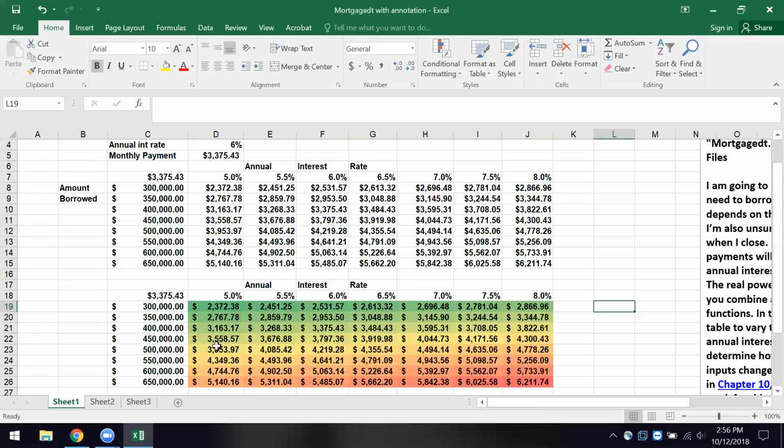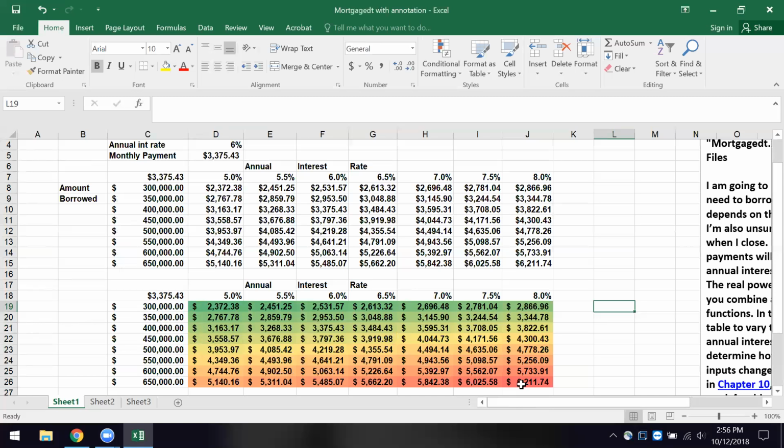So I wanted to show you this so you could see the extent to which the house payments are driven by the interest rate and the amount borrowed. Notice over here, the lower the amount borrowed and the lower the interest rate, the lowest payment possible. Over here, it's just the opposite.